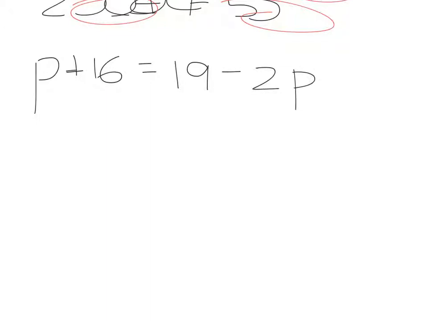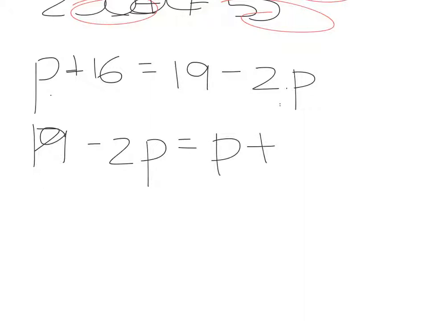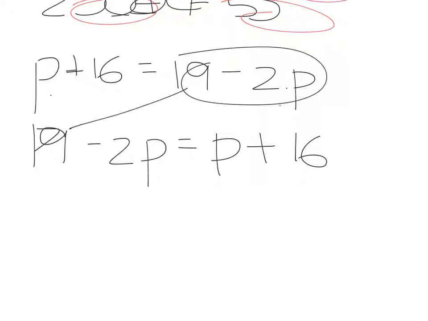Okay, so we've got p plus 16 is equal to 19 take 2p. I've got p and I've got 2p, so my 2p is bigger, so I have to rewrite the whole thing: 19 take 2p equal to p plus 16. I've taken that one and put it there, and taken that one and put it there. So you just swap them over.